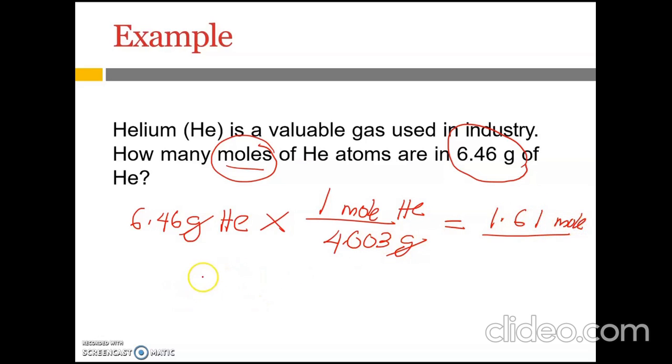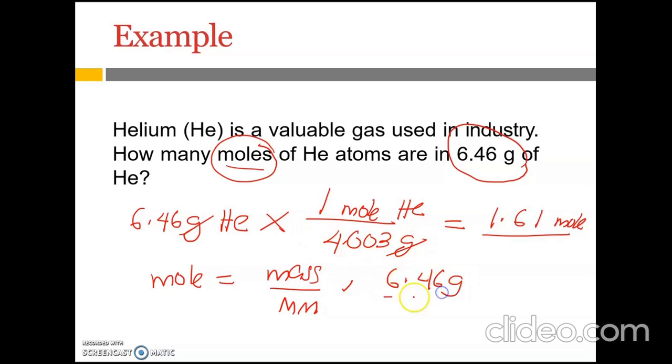Okay, ataupun kita boleh guna mole konsep formula tadi. So nak dapatkan mole is equal to mass divided by molar mass. So mass dia dalam soalan is 6.46 gram, molar massnya from periodic table 4.003 gram per mole. So you akan get the same answer. Okay.